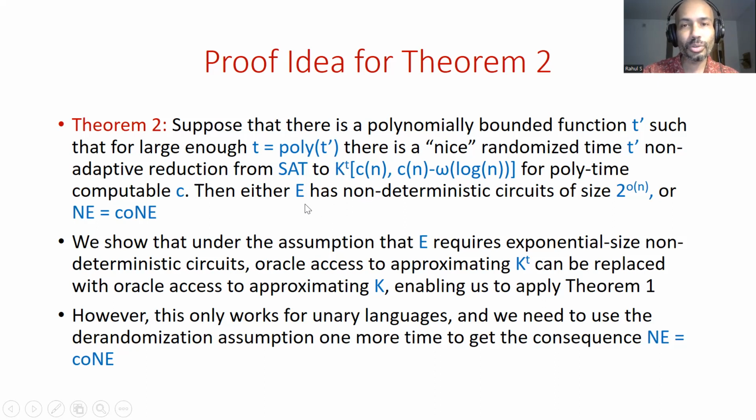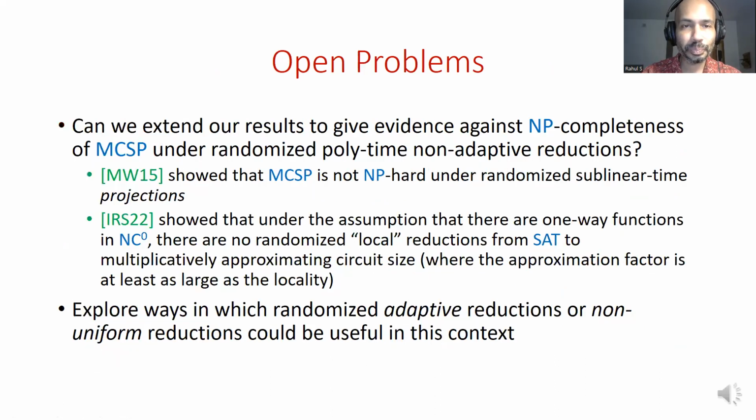And that will allow us to use theorem 1, because then we'll know that any language L that we're reducing to this will have to be in AM and co-AM. And in fact, it's enough for us that the reduction works for tally languages in NP, because we then get that every tally language in NP is in AM and co-AM. Under the derandomization assumption we have here, we also get that every tally language is in NP and co-NP, and then that implies that NE equals co-NE. So that's the general idea for the proof of theorem 2.